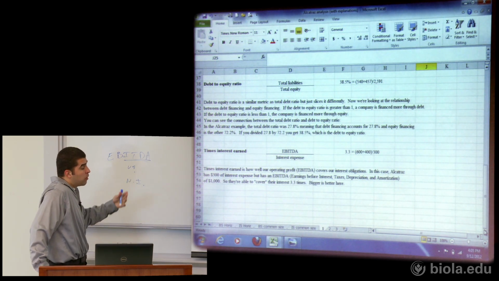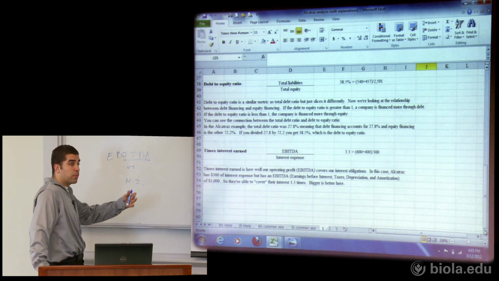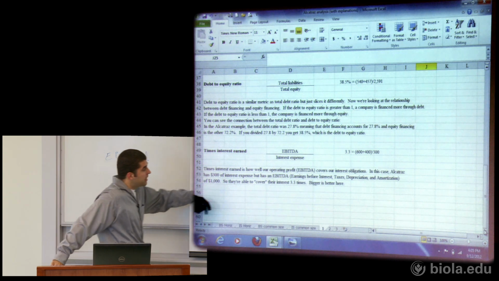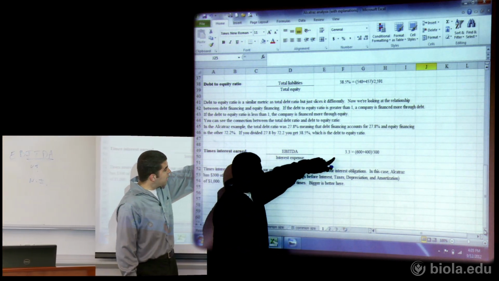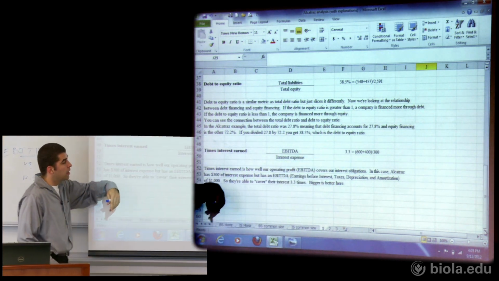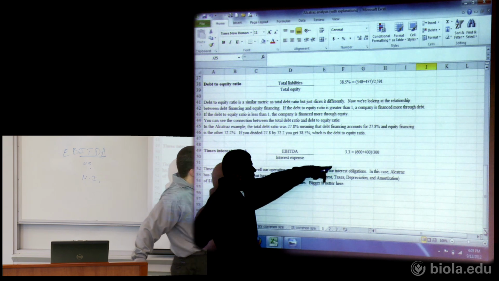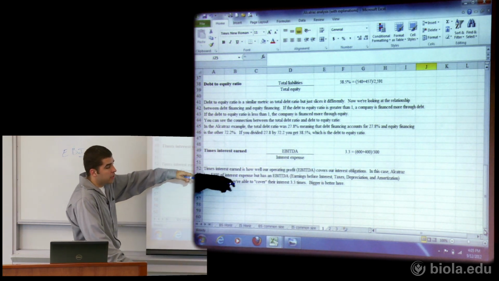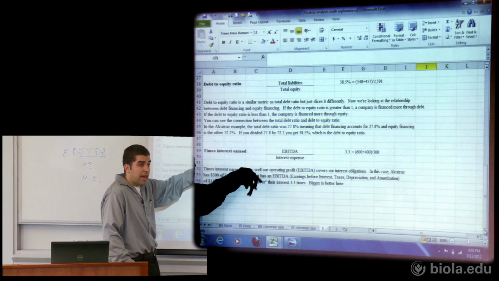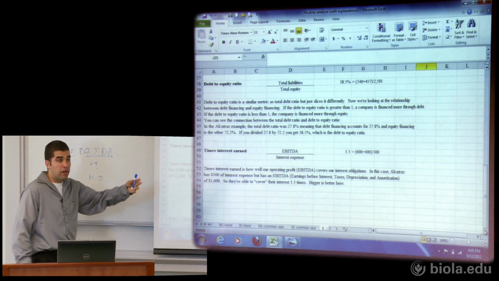It's about how easily we can pay off our interest, or whether our interest is such a burden that we're never going to be able to pay it back. So this tells us that whatever our interest expense was, we earned 3.3 times more to pay it back. You would hope this would be a fairly high number. If it was below 1, you're in trouble because your interest expense is greater than what you're earning to pay it off. You're never going to get out from under that debt burden.